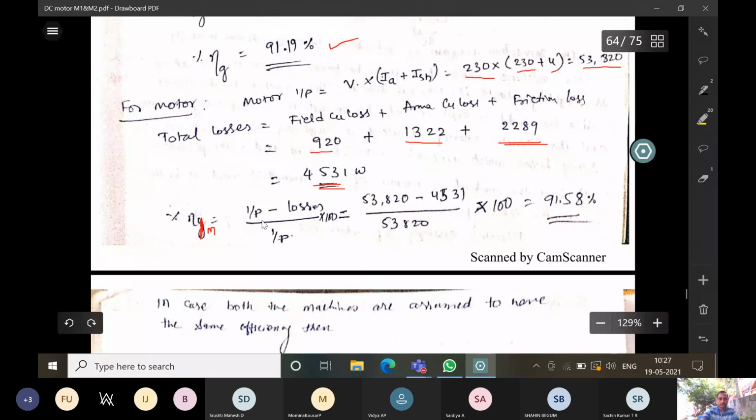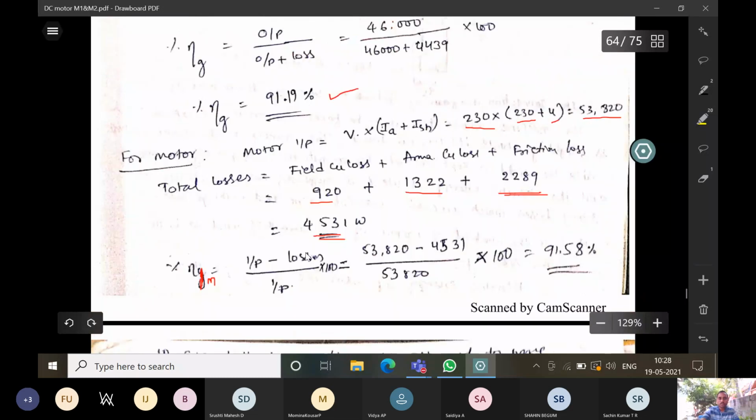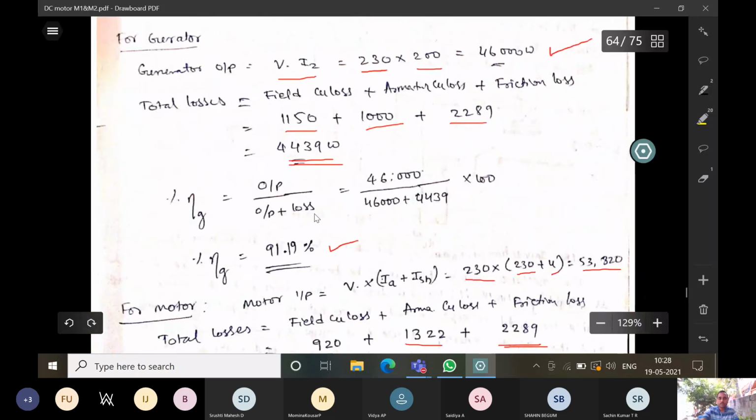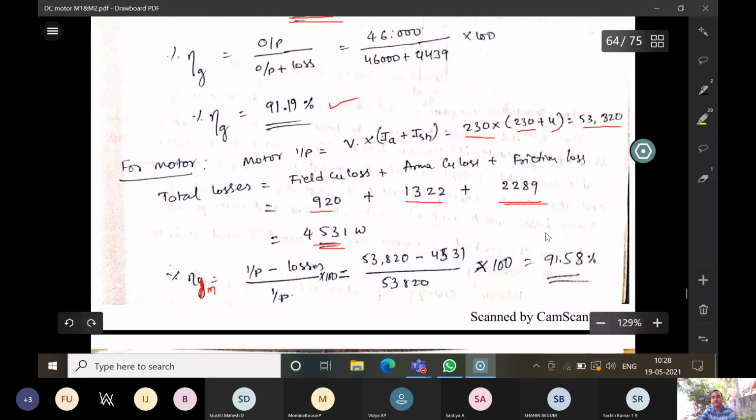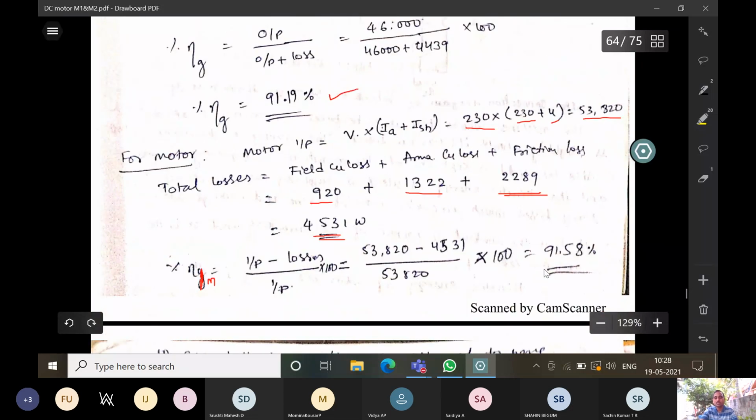Motor efficiency is equal to input minus losses by input into 100. So input is 53,820 minus losses 4531, divided by 53,820. While doing for motor, you have to take input minus losses by input. While doing for generator, you have to take output by output plus losses. Both are same. Output plus losses is also called input. Input minus losses is also called output. Okay, we will get 91.58.